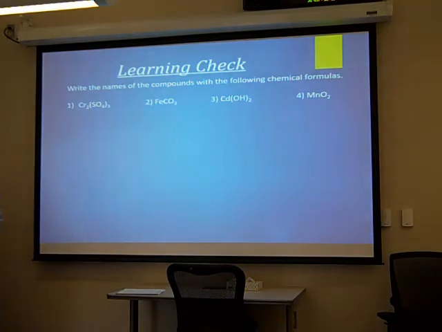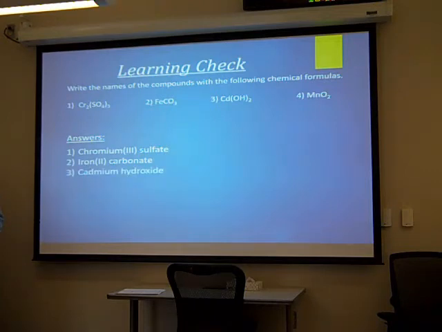Let's take a look and see how many you got. All right, you should have gotten chromium 3 sulfate for number 1, iron 2 carbonate for number 2. Cadmium is actually a constant. It's one of those little triangle of elements, so you don't need a Roman numeral for that one. That would just be cadmium hydroxide. And then the last one is manganese 4 oxide.